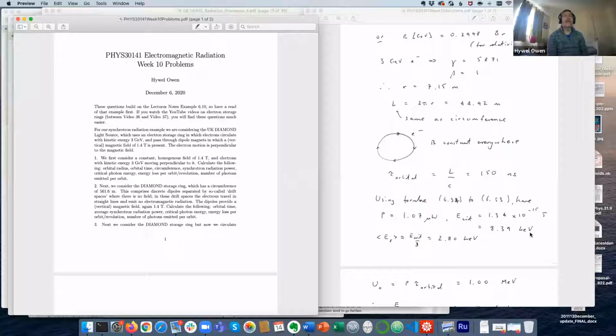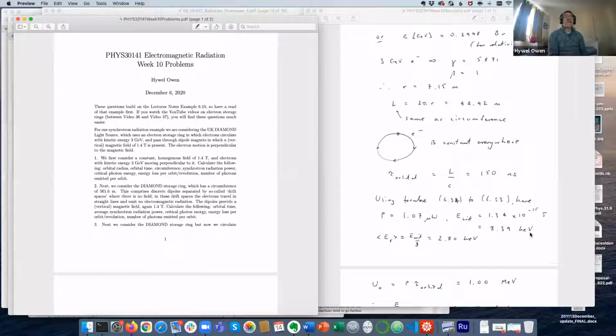And if you calculate the wavelength, you'll see that that is below 1 angstrom. And that's the reason why the Diamond electron storage ring uses electrons with an energy of 3 GeV. 3 GeV electrons, which is straightforward to obtain, and 1.4 Tesla magnets, which are also reasonably straightforward to obtain, allow us to generate photons with a typical energy of 8 keV.